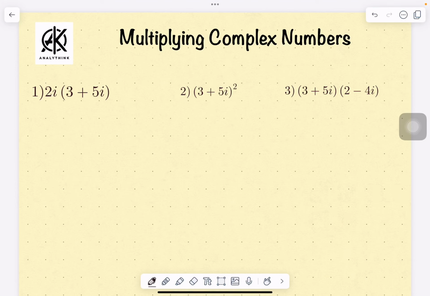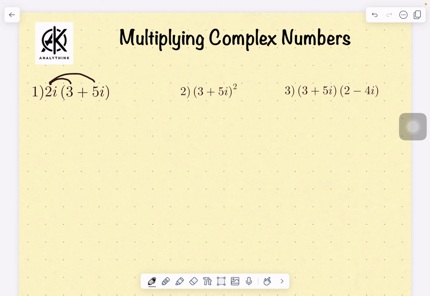In this video, let's learn how to multiply complex numbers. Now, in multiplying complex numbers, just like how we multiply polynomials, we distribute each term and multiply them. So let's say you have 2i times (3 plus 5i). In here, I will distribute 2i to each of the terms inside the parentheses.